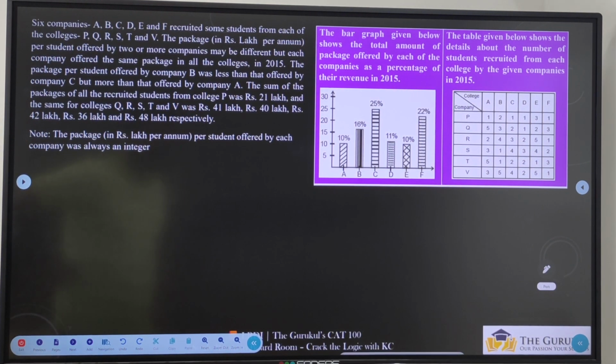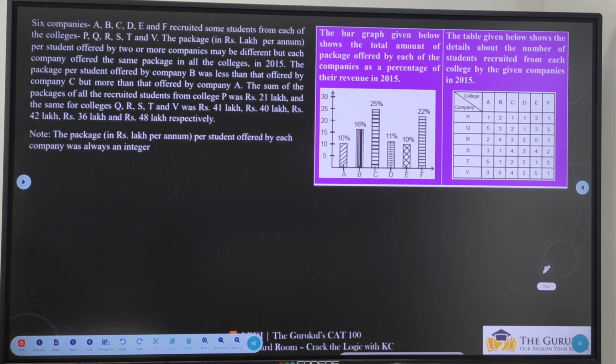And we have 2 different things, one is a table and one is a bar graph. The bar graph given below shows the total amount of package offered by each of the companies as a percentage of their revenue in 2015. The table given below shows the details about the number of students recruited from each college by the given companies. That is the information.